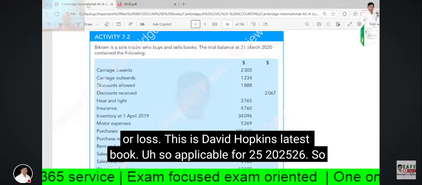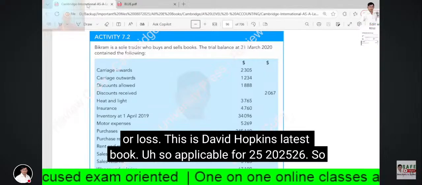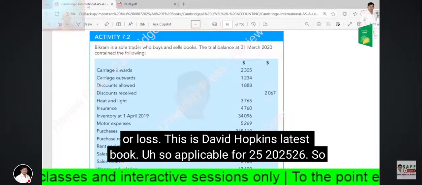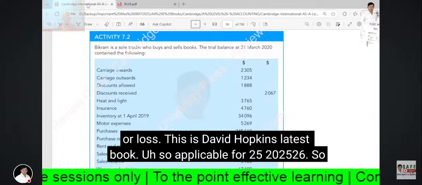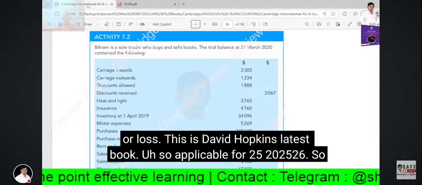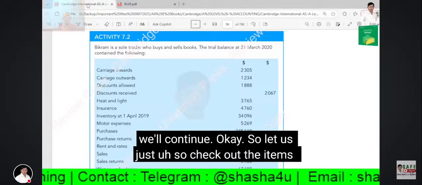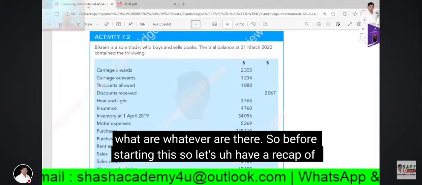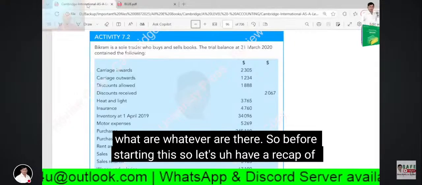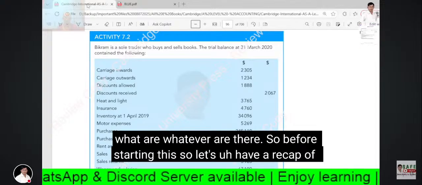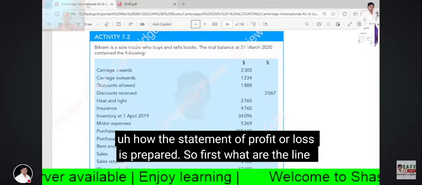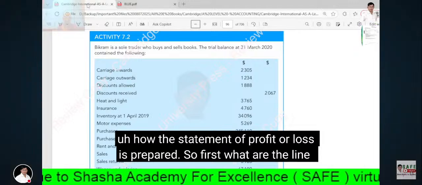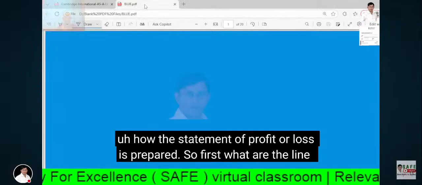So let's start. Raza is a sole trader. The items taken from his trial balance at 31st May 2020 that relate to the statement of financial position are as follows. Bank balance 3245, bank loan repayable 28,330, cash balance 510, capital opening balance at 1st June 2019.